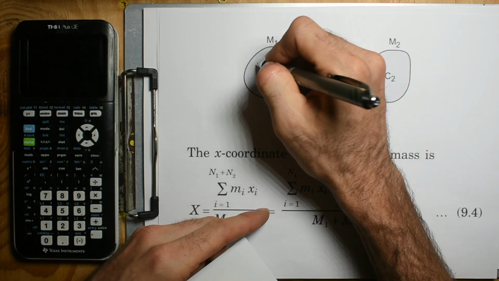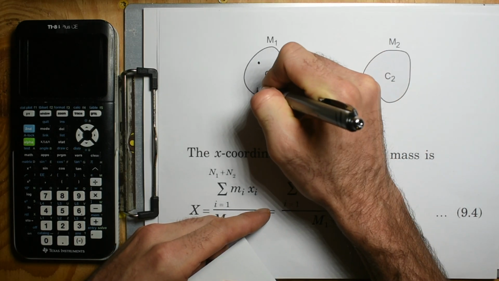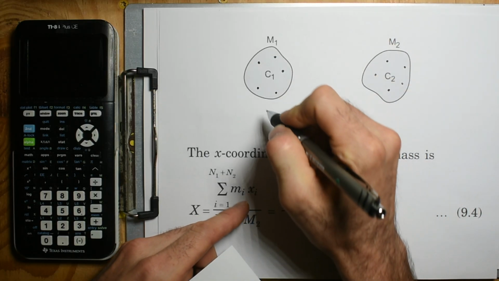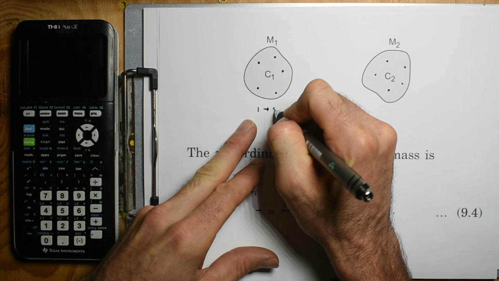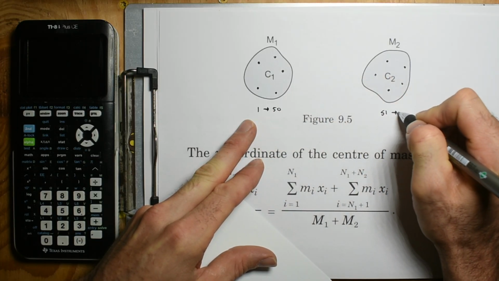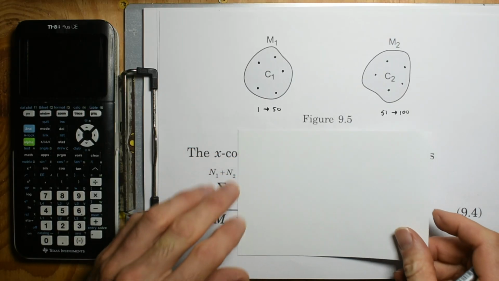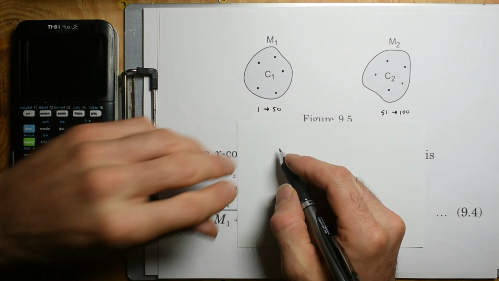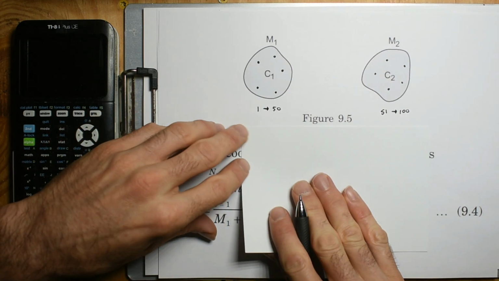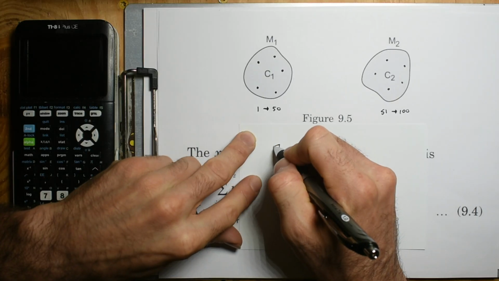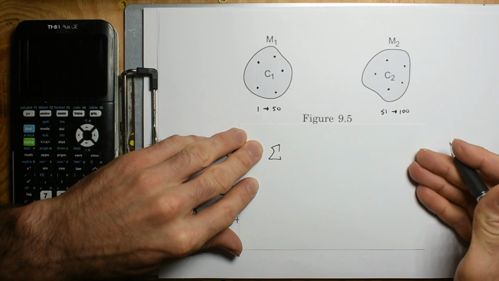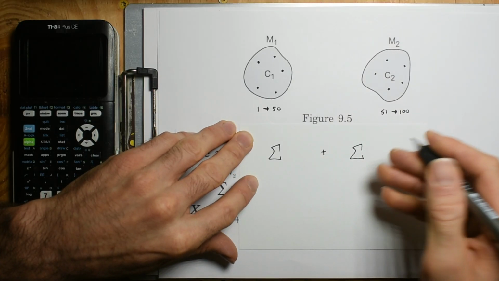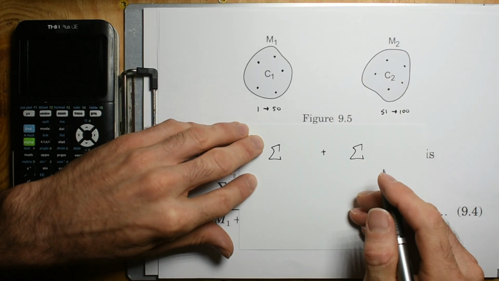They're going to say, hey, this is a collection of particles, and this is a collection of particles. So let's say this is particles 1 through 50, and this is particles 51 through 100. This is another strategy you can use, to actually throw numbers at it. In our little proof here, we're going to be summing particles 1 through 50, and then summing particles 51 through 100.